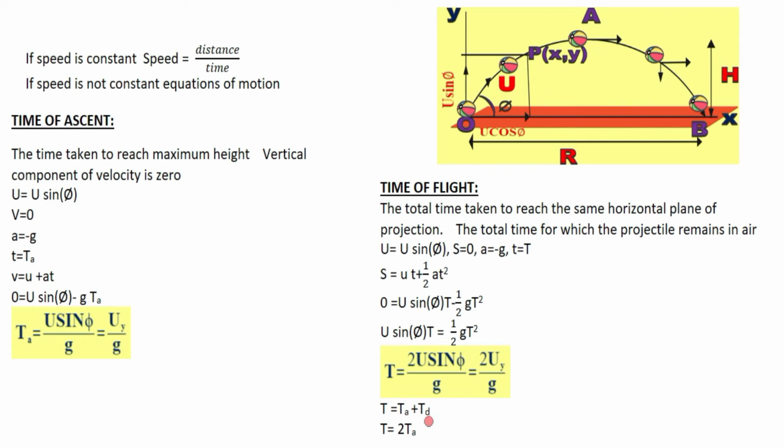And as we know that time of ascent is equal to time of descent, so this total time of flight will be T is equal to 2Ta, that is twice the time of ascent. We already know that the expression for time of ascent is u sin phi by g. So the expression for time of flight will be 2u sin phi by g.